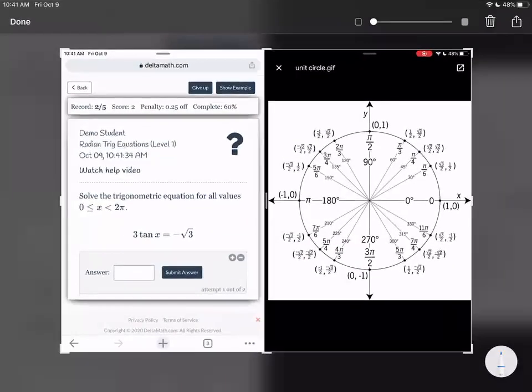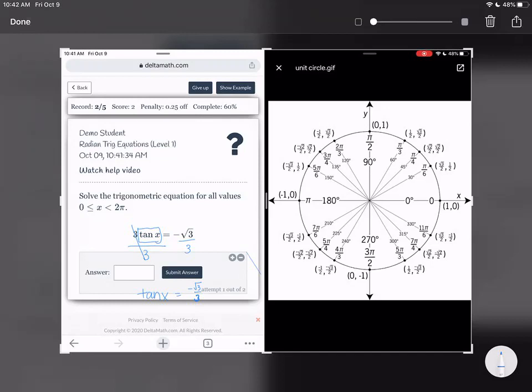You're gonna have to solve for the trig part on its own. So we want to get the tangent x on its own. Right now the tangent x is being multiplied by 3. So the thing I do to get rid of that is divide by 3 on both sides. That way our 3's cancel out and we're left with tangent x is equal to negative radical 3 over 3.